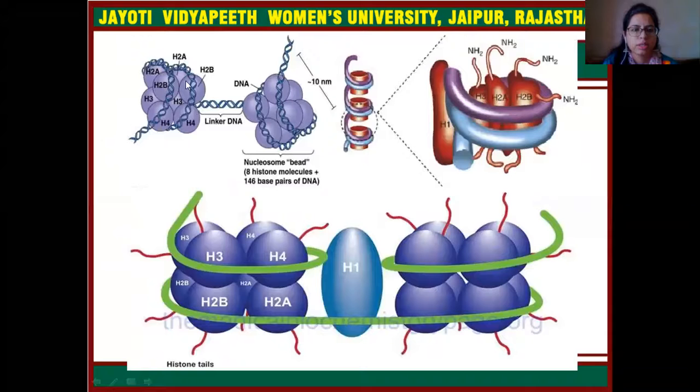Here you can see the octamer along with the DNA wrapped around it. This is the linker DNA. This is one nucleosome and this is the second nucleosome. They are linked by the linker DNA, and the diameter is approximately 10 nanometer. Then they undergo more folding, and these are the histone tails, and this is the H1 histone protein. They bind to the linker DNA. They are not an integral portion of the nucleosome.